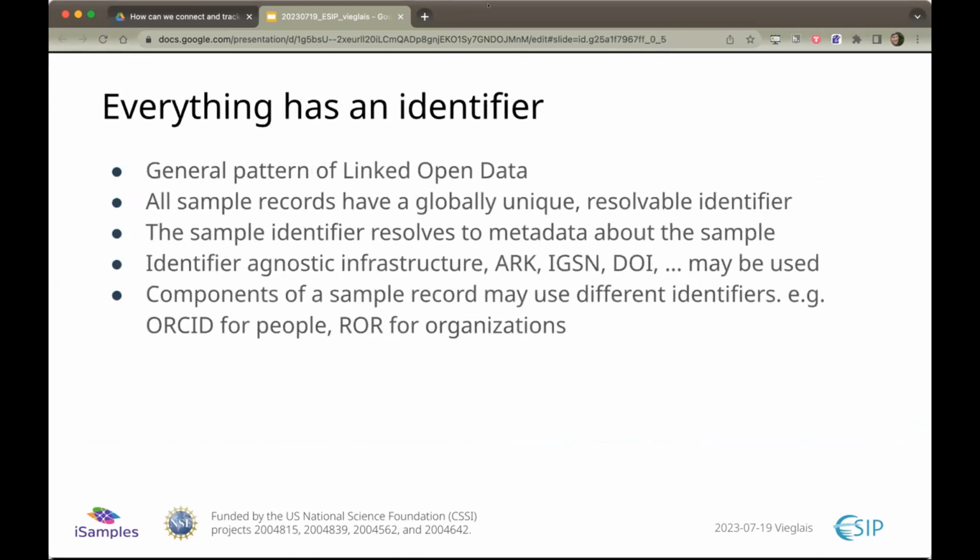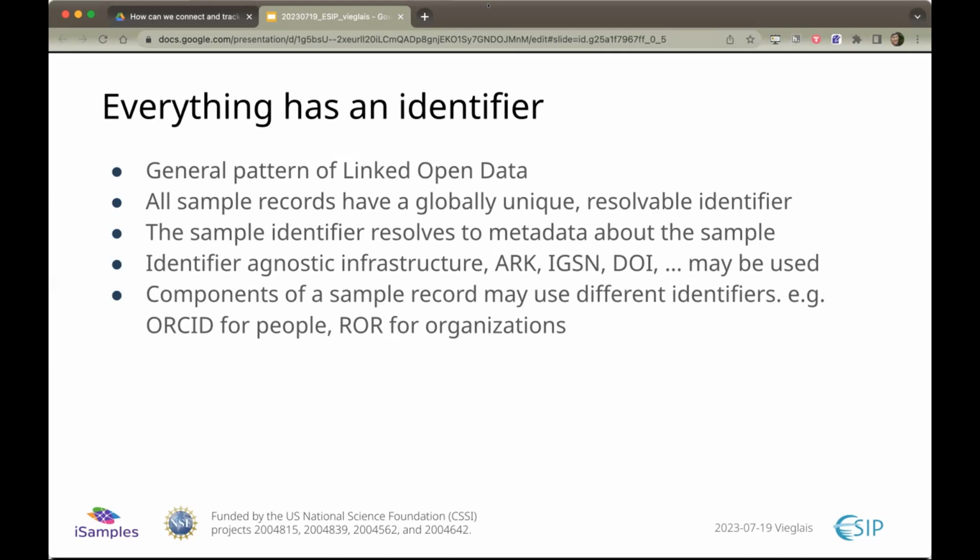Everything that we access in iSamples has a globally unique resolvable identifier. That's super important, because what we're trying to do is promote a general pattern of access via linked open data paradigms. Basically that means every record has an identifier that you can resolve to the information about the physical sample. We built the infrastructure to be agnostic with respect to identifiers, so ARKs or IGSNs or DOIs, etc., may be used to refer to a specimen.